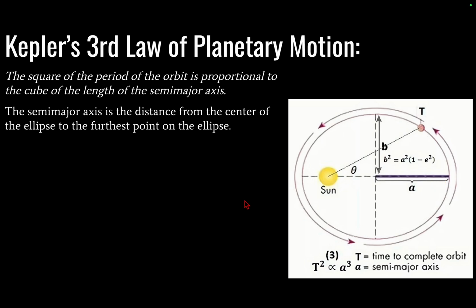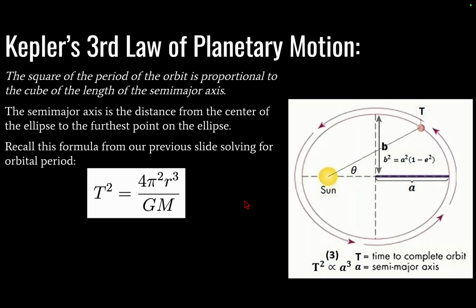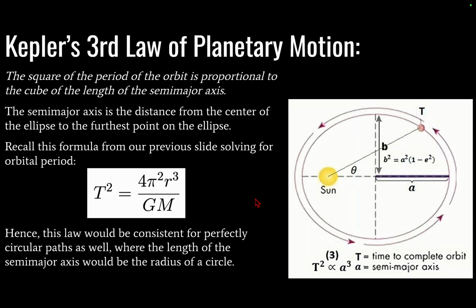So we've already defined that. You will recall this formula from our previous slide, in which period squared is still proportional to radius cubed. So if our eccentricity is 0 and we have a perfect circle, this relationship still stands.